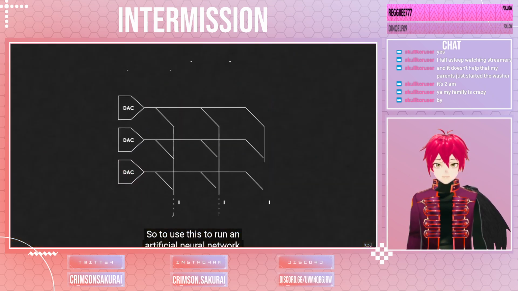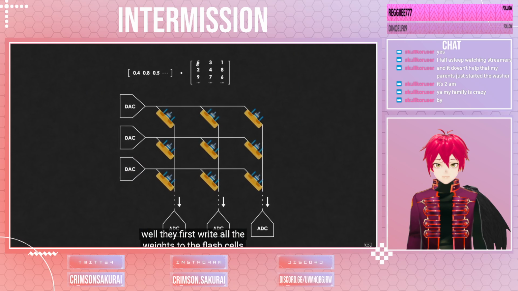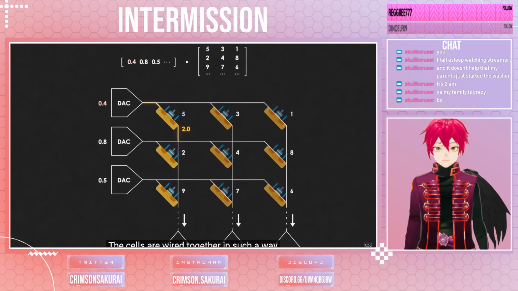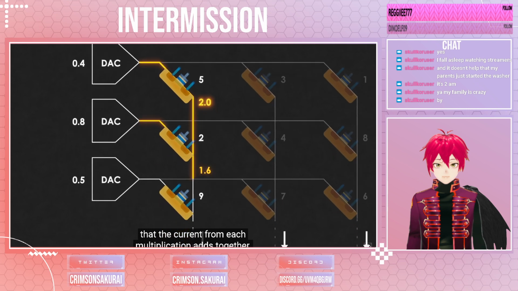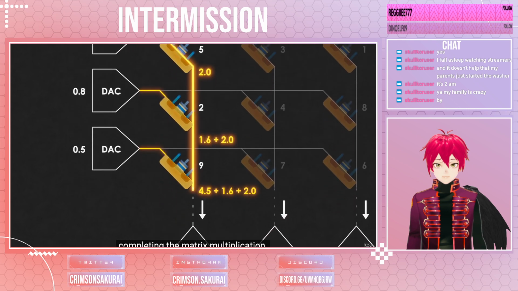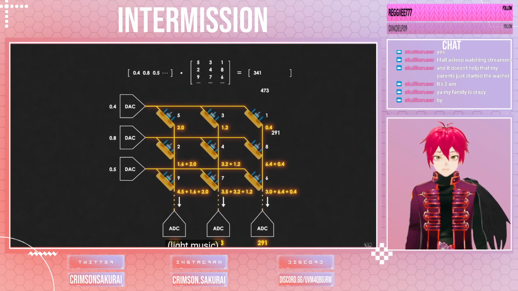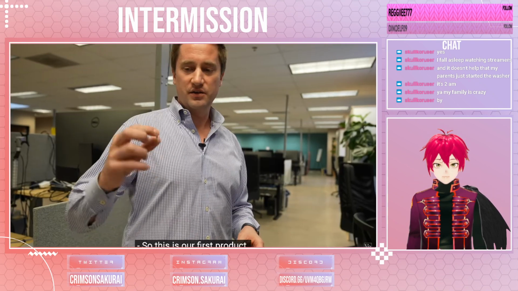So to use this to run an artificial neural network, they first write all the weights to the flash cells as each cell's conductance. Then they input the activation values as the voltage on the cells. And the resulting current is a product of voltage times conductance, which is activation times weight. Whoa. The cells are wired together in such a way that the current from each multiplication adds together, completing the matrix multiplication. Whoa. So this is hardware then.